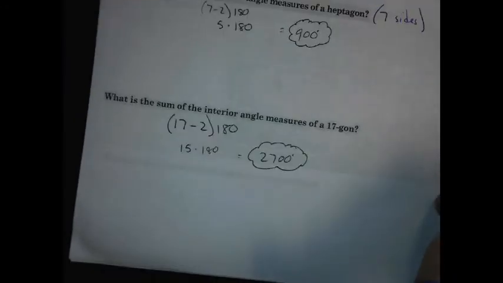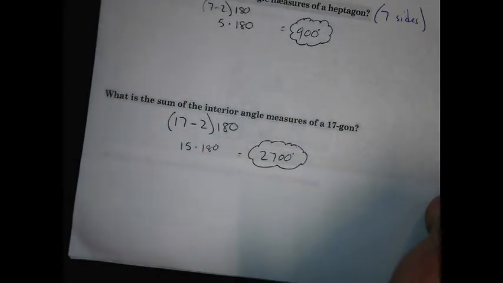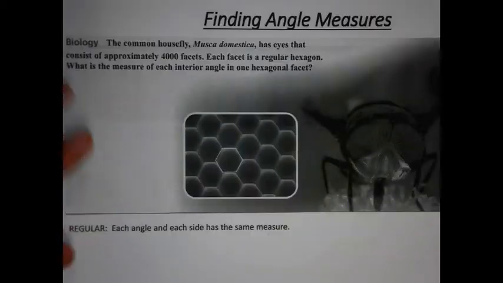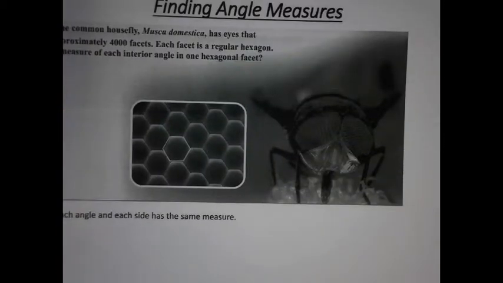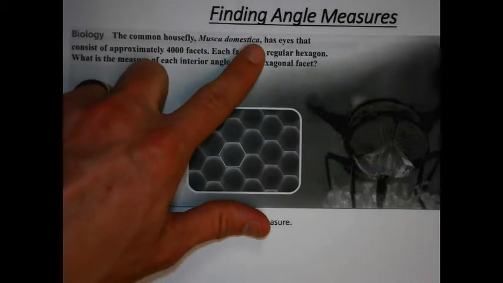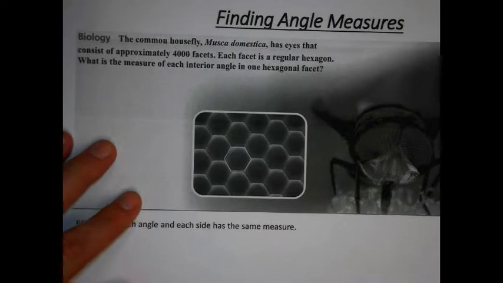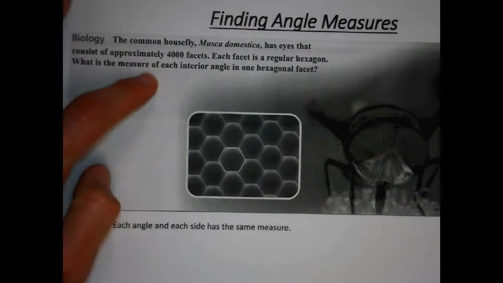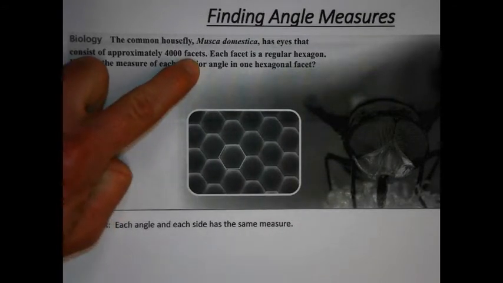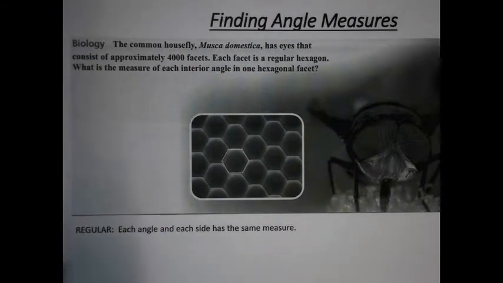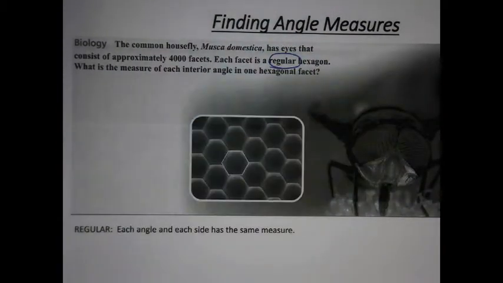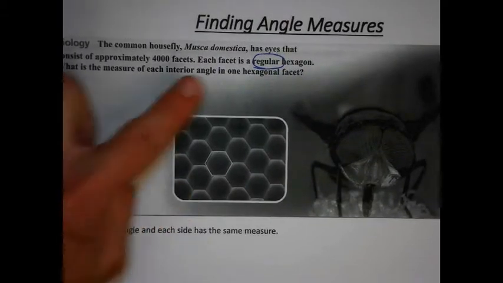So now, to capture the imagination of all of our future biologists and horticulturalists and fly people, here's this question. So, in biology, the common housefly, Musca domestica, has eyes that consist of approximately 4,000 facets. Now, facet is like a space. It's a spot, right? So a facet, it's like a space. Each facet is a regular hexagon. There's that word regular. Regular hexagon. What is the measure of each interior angle in one hexagonal facet?